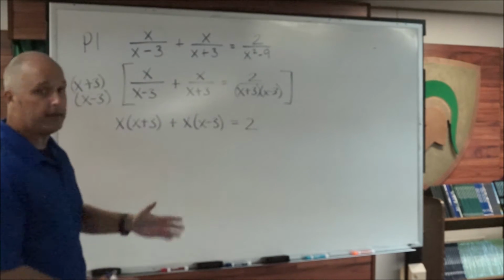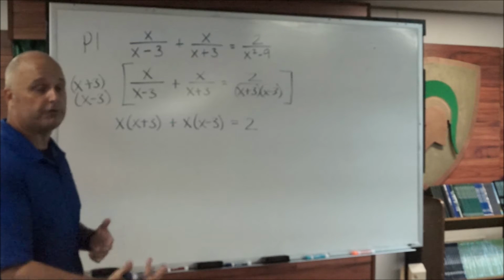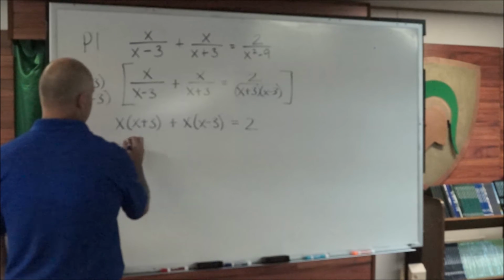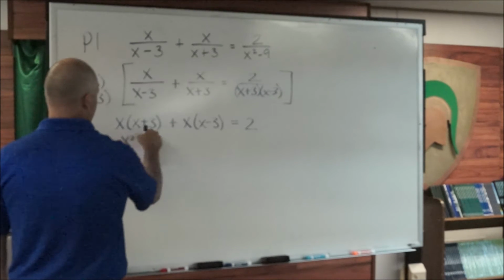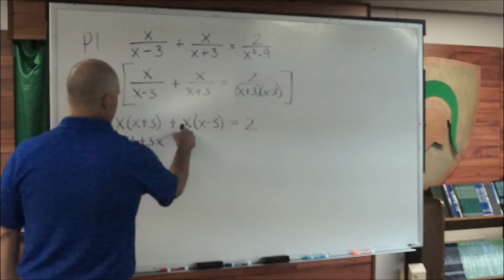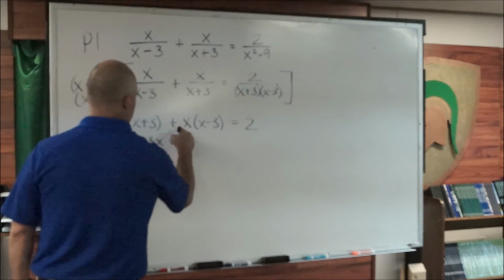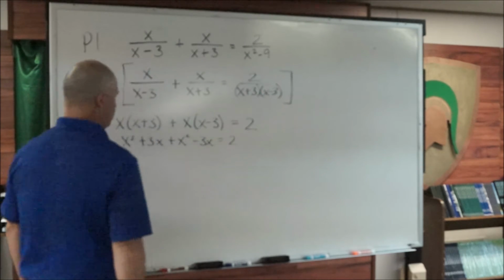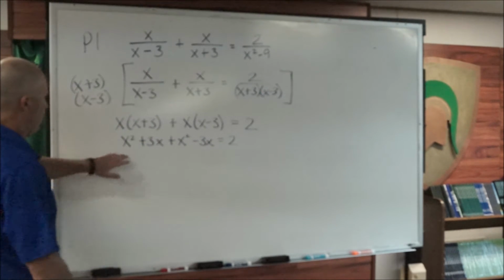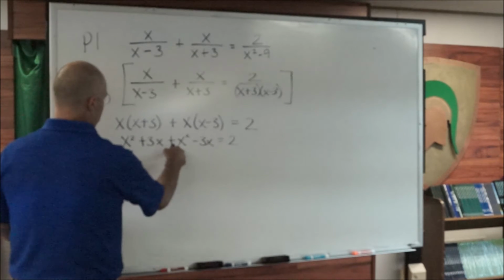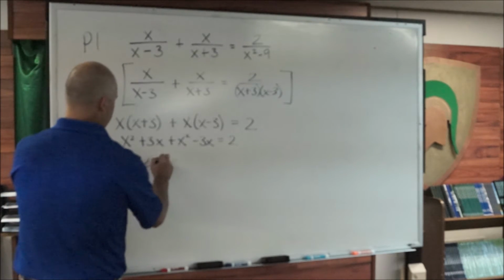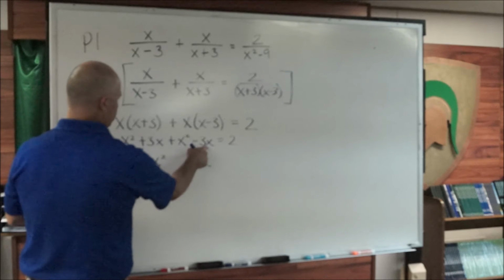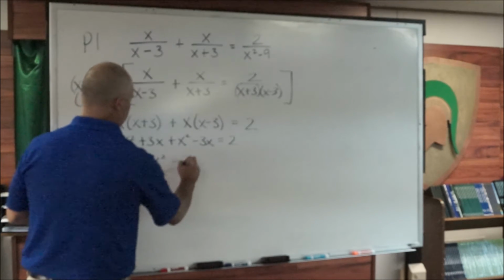At this point, I can go ahead and distribute, and then I'll solve it from there. So x times x is x squared, x times 3 is 3x, x times x is x squared, x times negative 3 is negative 3x, and then I get equal to 2. So now I've got x squared plus x squared is 2x squared. 3x minus 3x is 0, and that's going to be equal to 2.